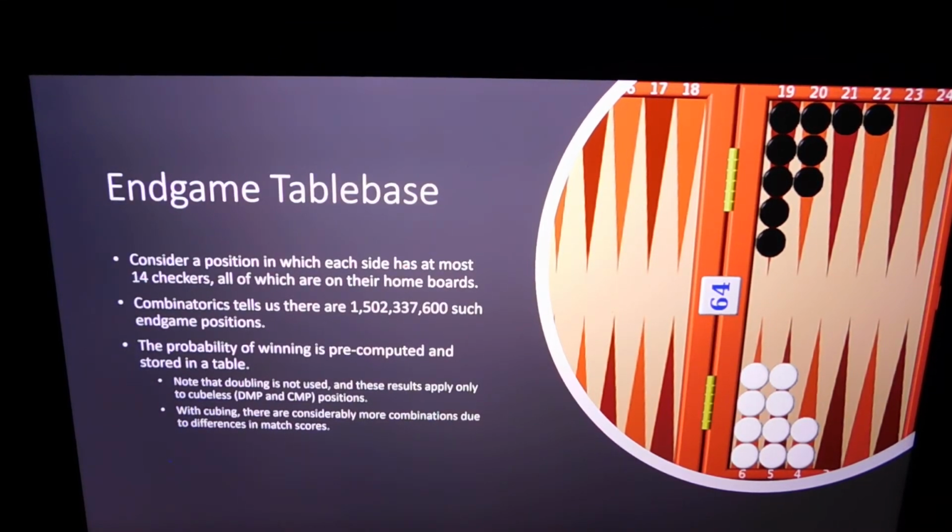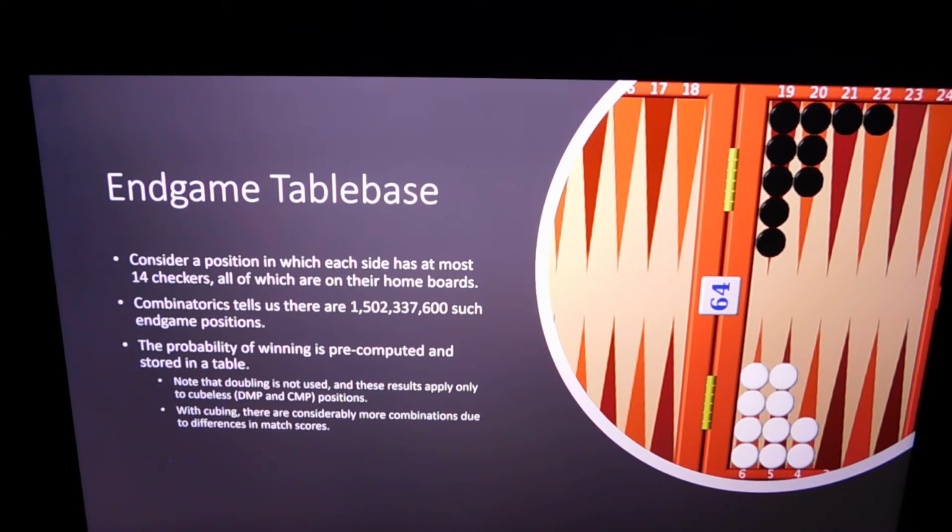Okay, so before we get into the neural networks, it helps to solve some of the positions so that when we arrive at them, we instantly know the value and can stop our learning from there, right? When there are fewer than a certain number of pieces, the number of combinations on the board really dwindle. So when each side has at most 14 checkers, and all of the checkers are on the home board, right, on the 6 points of the home board, there are only about 1.5 billion such endgame positions. And so we can pre-compute who's going to win and the probability of each side winning, right?